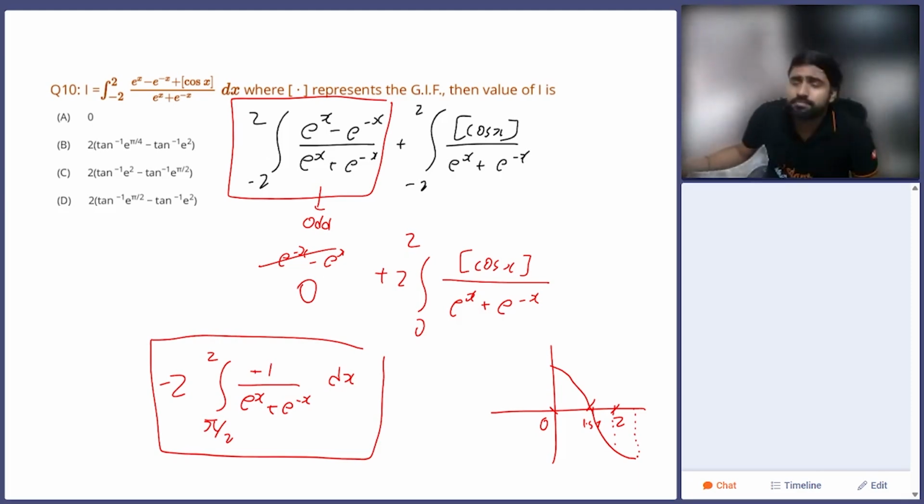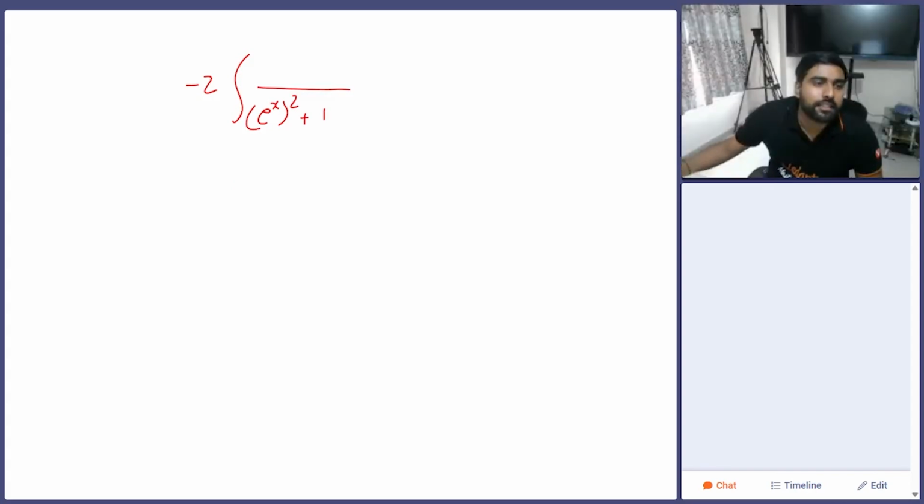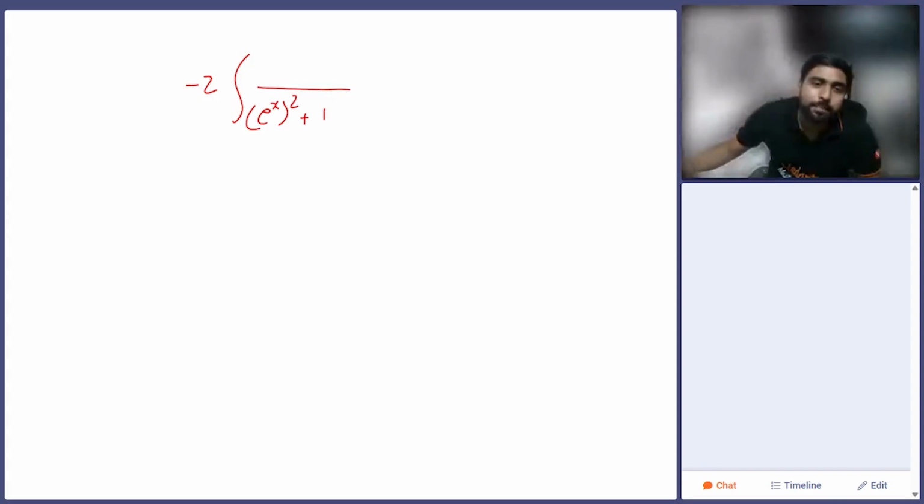Now, how do we integrate this? Pretty simple. If I slightly manipulate this, I can write this as minus 2 into 1 upon (e^x)^2 plus 1. Basically, I have written e^(-x) as 1 upon e^x, so I get (e^x)^2 plus 1, and the denominator's e^x is just sent to the top over here. Get this 2 back in.